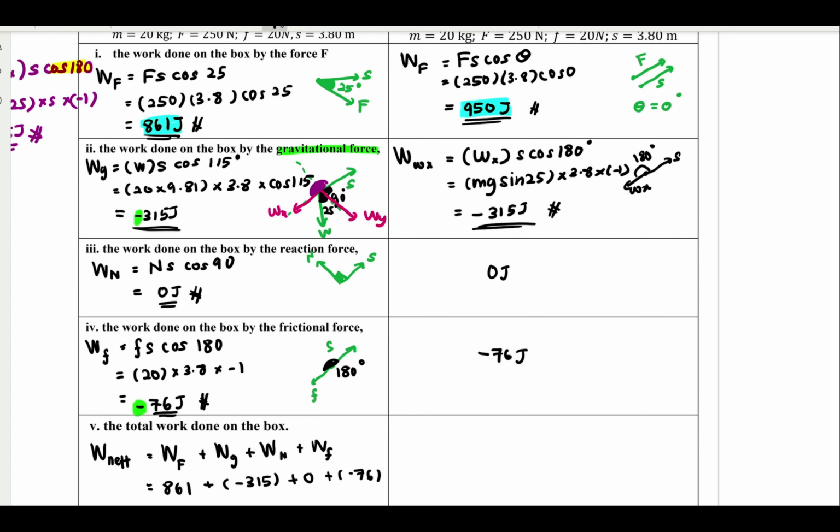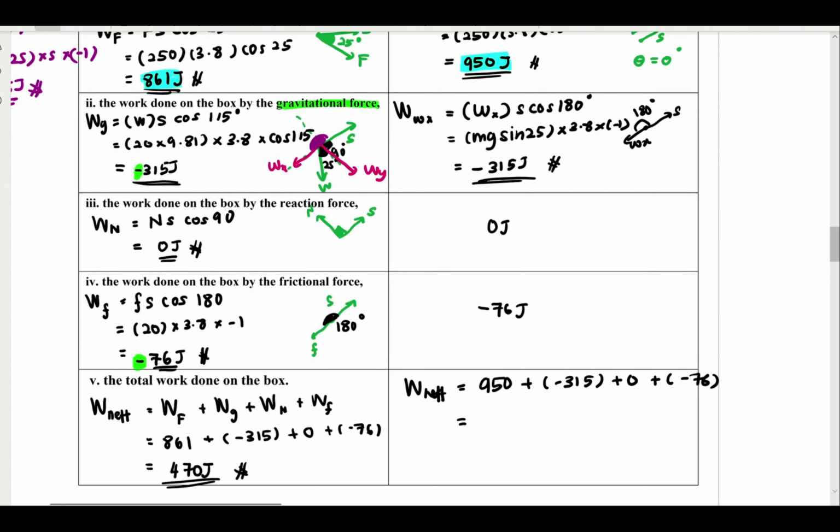But the total work done should be, tambahkanlah 950 plus -315 plus 0 plus -76. Dan jawapan akhir dia takkan sama lah kan? Jawapan akhir dia akan berbeza. Cuba kira berapa. Okay, 950. Sekejap ya. Okay, 950 minus 315. So, the answer is 635. Sorry. And then minus 76. 559. Okay, this is the answer. Boleh eh? Okay, good.